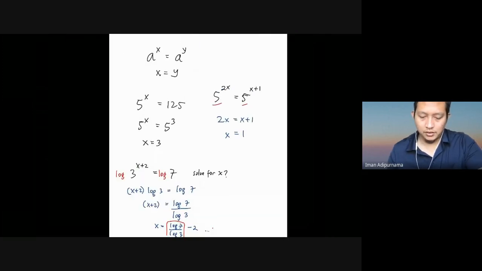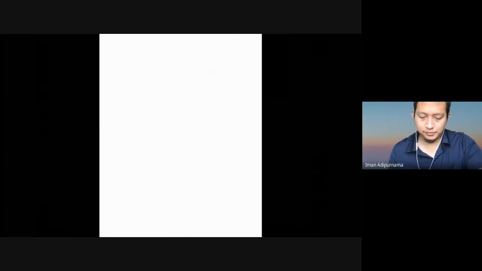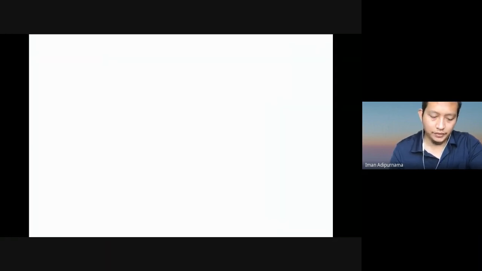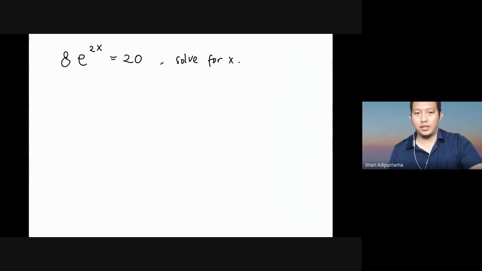Okay, let's move on. Giving you another example. If you have 8e with power of 2x equal to 20, solve for x. And I think this also needs a calculator, but let's see the process first.